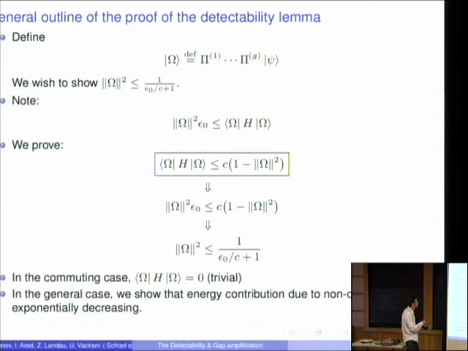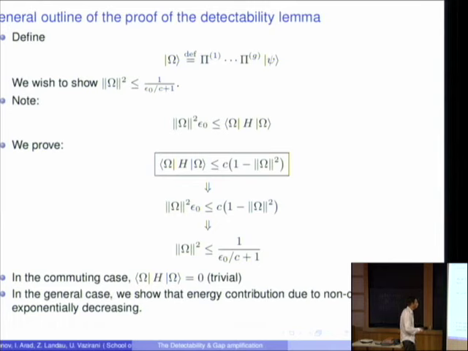So the first thing to note is that if we estimate the energy of omega, then it must be lower bounded by epsilon zero times the norm of omega. Okay, because the norm of omega is of course not necessarily one. What we will now show is that we can also upper bound this expression by this expression here. And from these two inequalities, it is very easy to deduce this inequality. So our task now is to derive this upper bound.